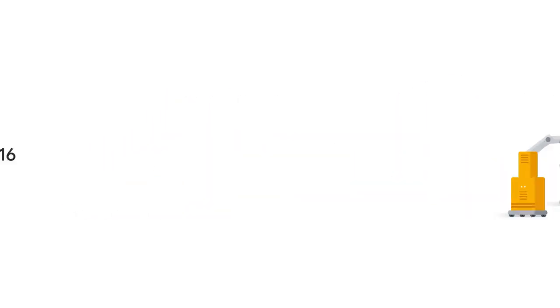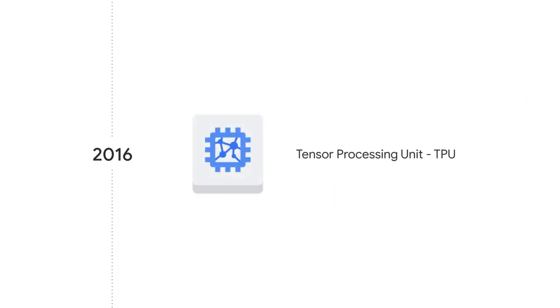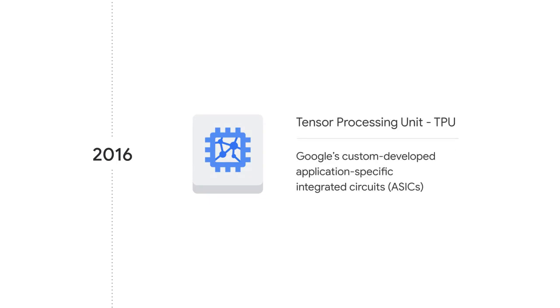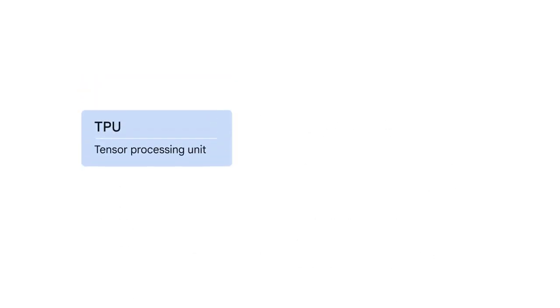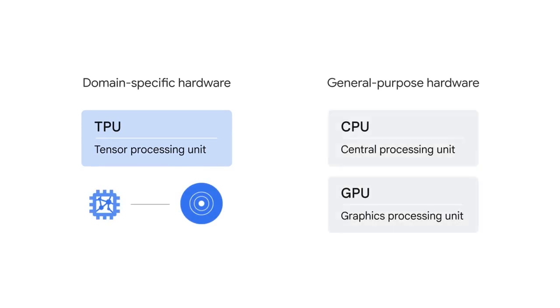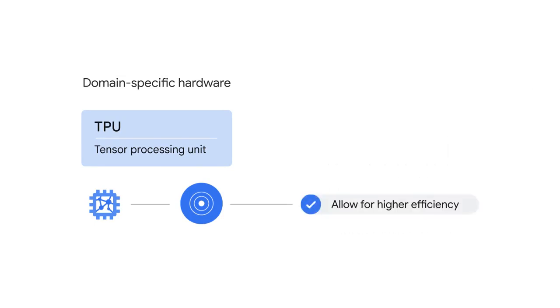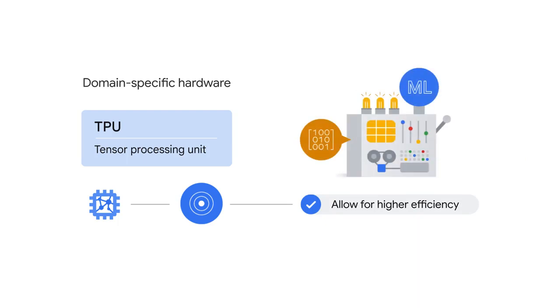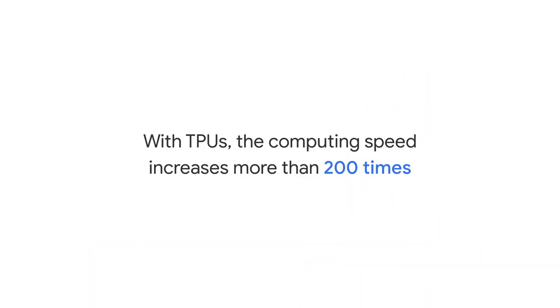To help overcome this challenge, in 2016, Google introduced the Tensor Processing Unit, or TPU. TPUs are Google's custom-developed application-specific integrated circuits used to accelerate machine learning workloads. TPUs act as domain-specific hardware, as opposed to general-purpose hardware with CPUs and GPUs. This allows for higher efficiency by tailoring architecture to meet the computation needs in a domain, such as the matrix multiplication in machine learning. With TPUs, the computing speed increases more than 200 times.